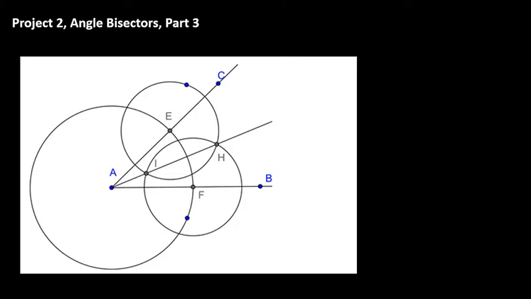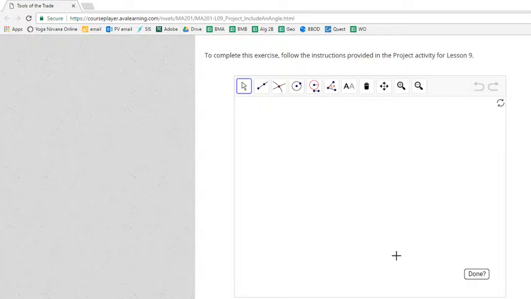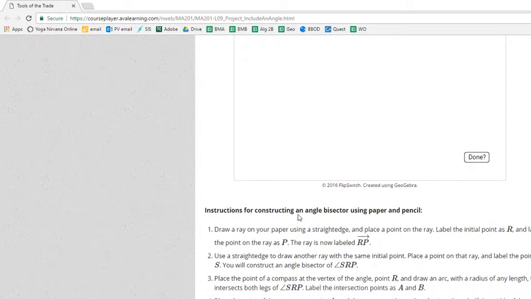Let's talk about Project 2, Angle Bisectors Part 3, which corresponds to Lesson 9 of Project 2. You'll notice that the first question of today's piece of the project asks you to revisit that Tools of the Trade page. In fact, why don't we pull that up? It asks you to revisit that page and review constructing an angle bisector. Here it tells you how to do it with pencil and paper.